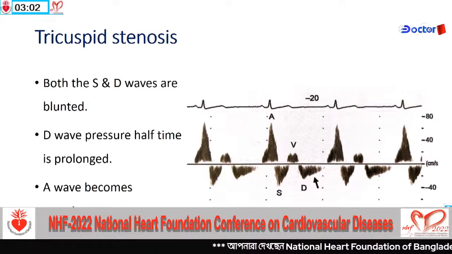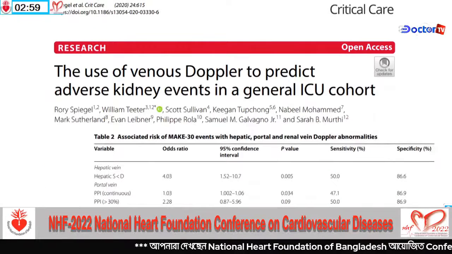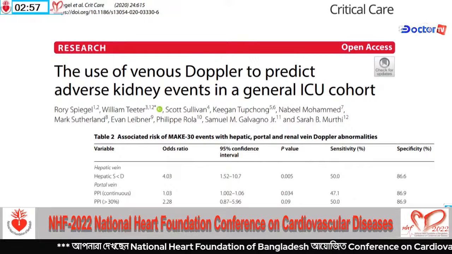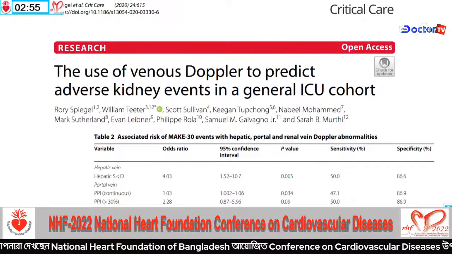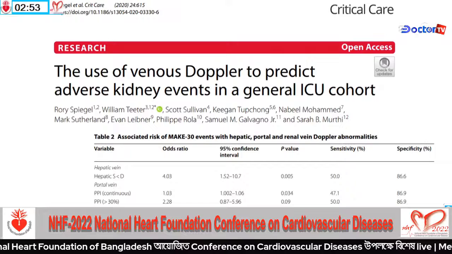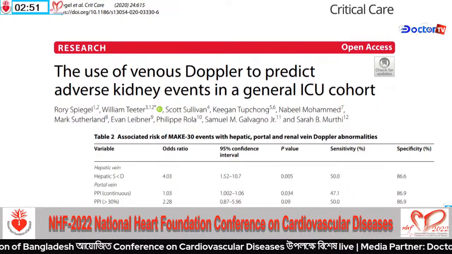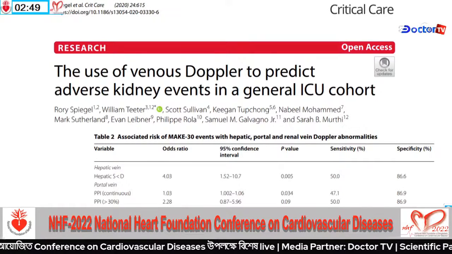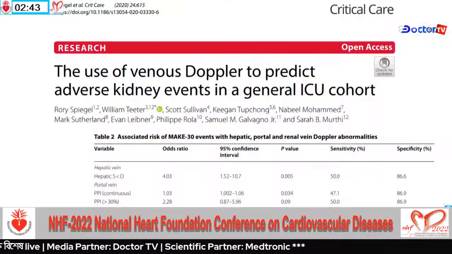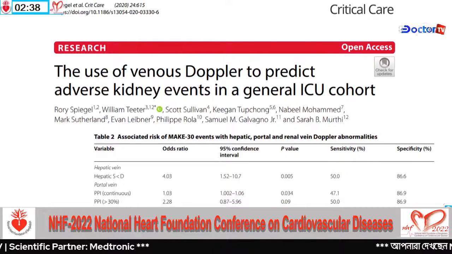You can also see the change in tricuspid stenosis. You can use this venous flow for prognostication in acute cases. In the ICU, if a patient has an S wave lesser than the D wave in the hepatic vein, that means this patient is going to have more major adverse kidney events during the ICU period and the next 1 month.